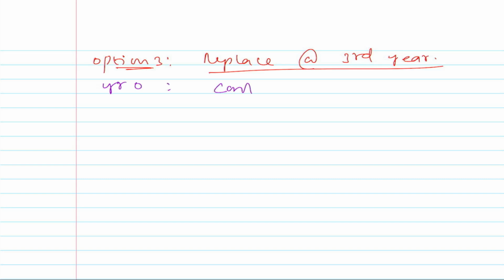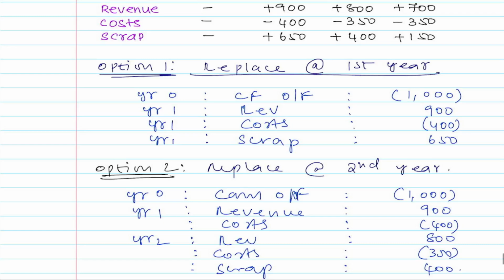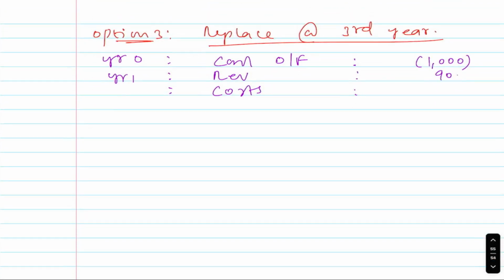Tell me option 3. Tell me what is option 3? Replace at the end of third year. Now you should only tell me first one year 0. Cash outflow. Year 1. First one is revenue. Second one is cost. Revenue. You can see here revenue 900. Cost 400. So 900, 400.